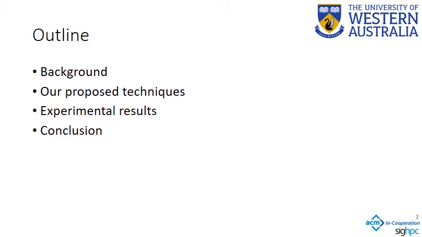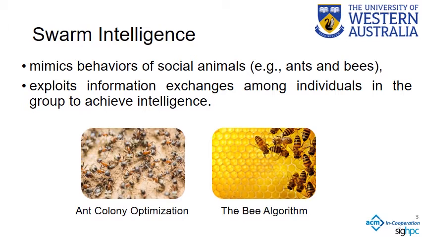First, I would like to talk about some background, and then our proposed techniques, experimental results, and finally a conclusion. Swarm intelligence mimics the behavior of social animals to achieve the intelligence for the whole group. Within the group, the individuals need to exchange information in order to achieve the group intelligence.